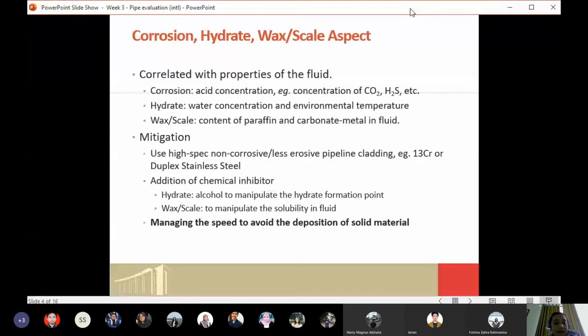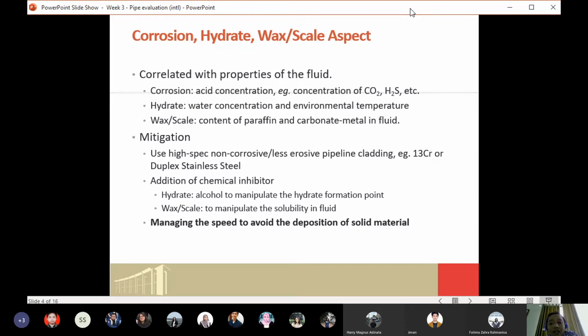And then the third one is the wax or scale. It's because of the content of paraffinic material, and carbonate for the scale. Usually it also comes with a very viscous fluid. In viscous fluid, the number of carbons is usually very high, and it tends to deposit in your pipeline. So it can create wax, and it can also create scale.